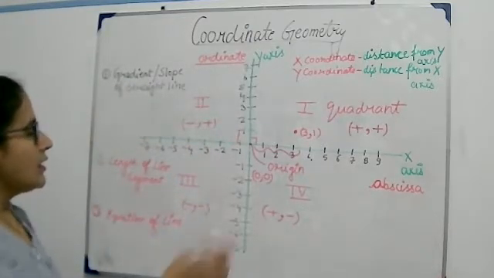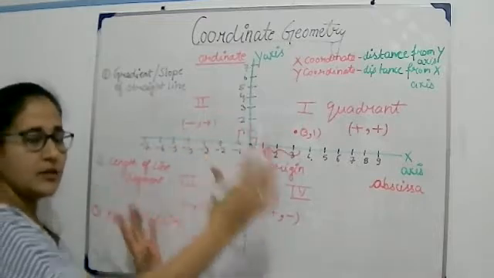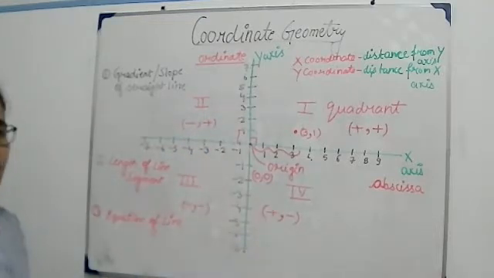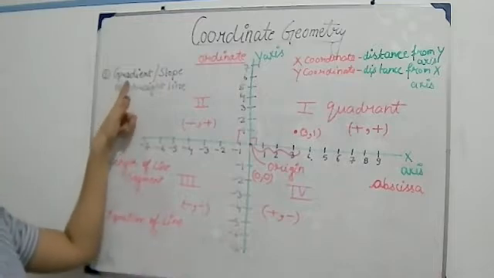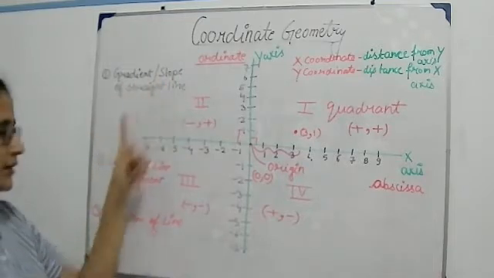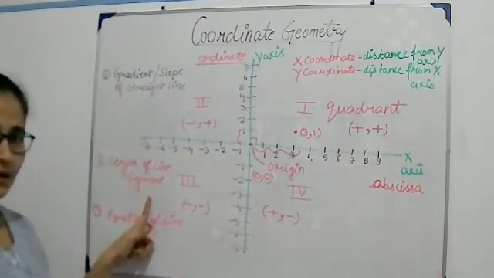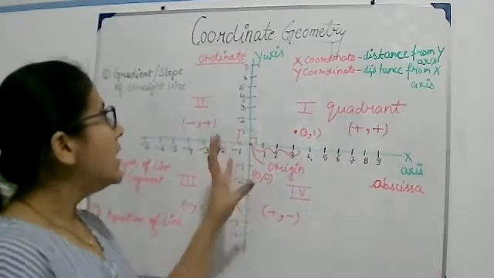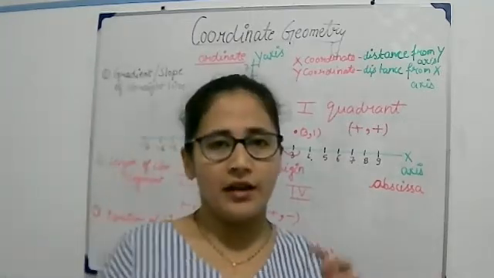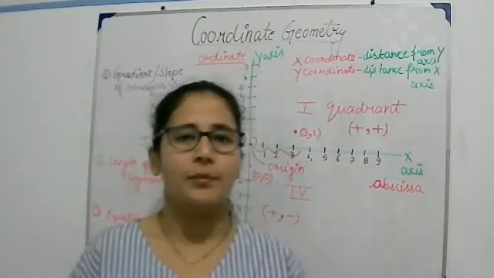Then after this coordinate system, in this IGCSE syllabus, we will learn about gradient and slope of a straight line, length of line segment, and equation of line. This coordinate geometry is very logical and useful topic.